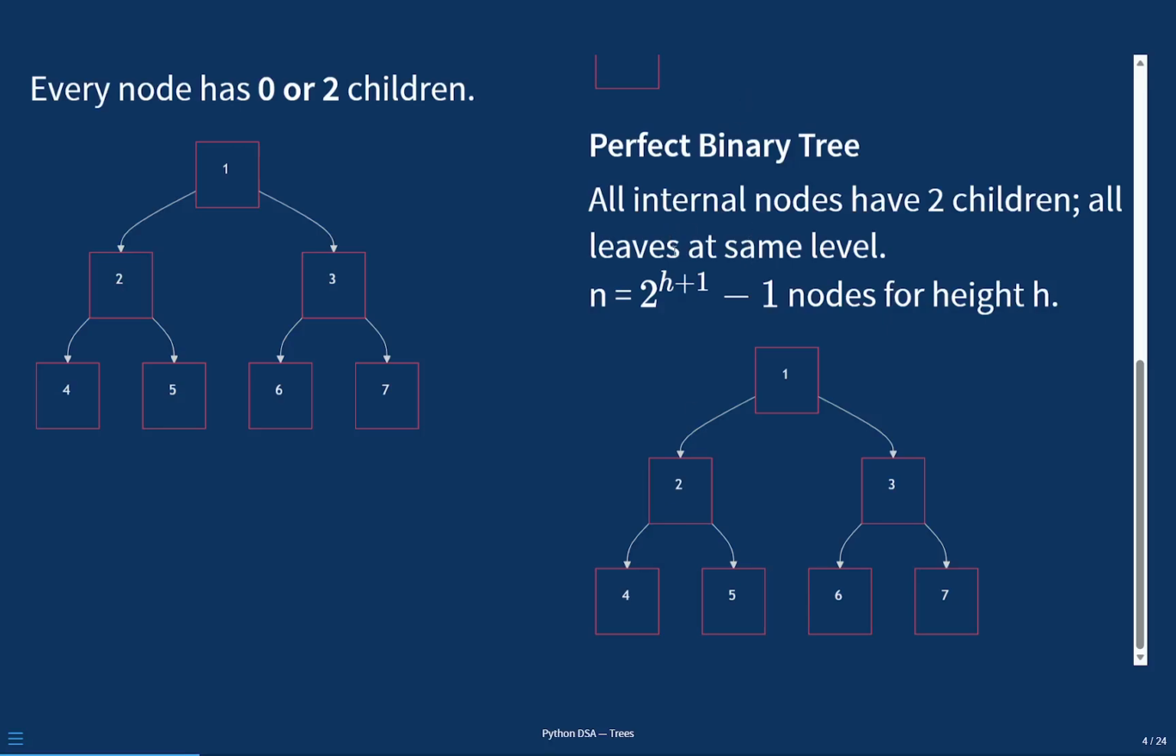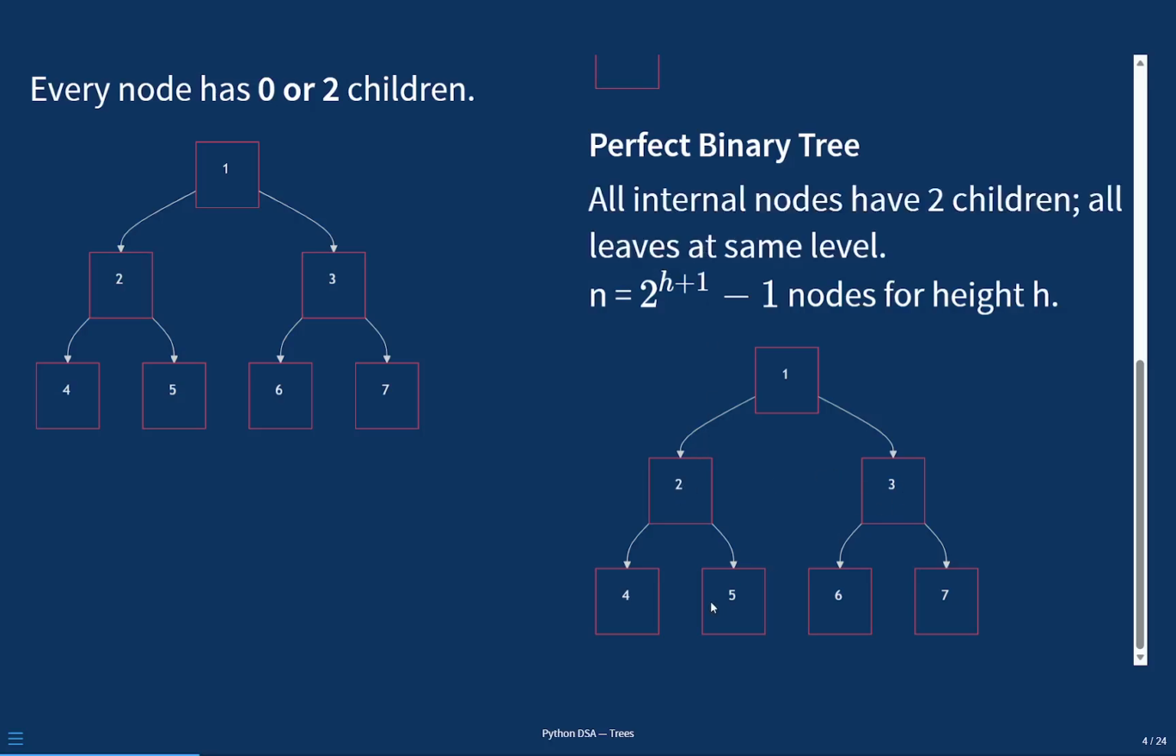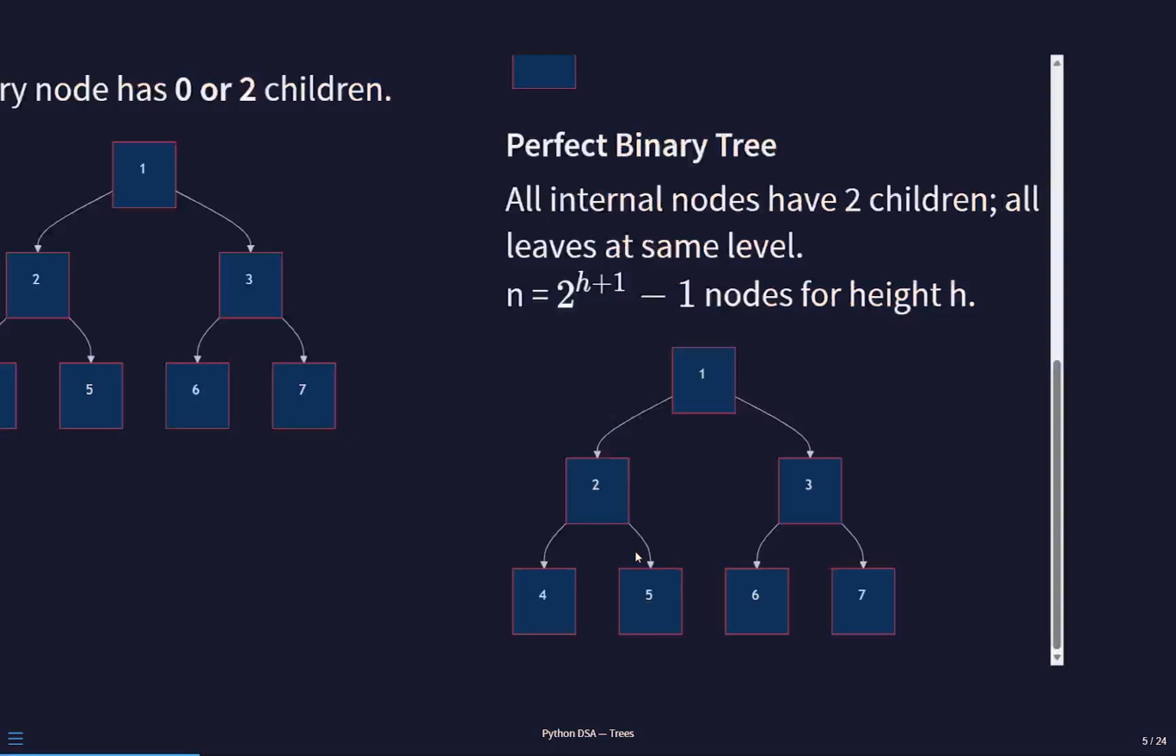Perfect binary tree. Every internal node has exactly 2 children, and all leaves are at the same level. It's the most ideal shape. The formula is precise. A perfect binary tree of height h contains exactly 2^(h+1) - 1 nodes. Height 2 gives 7 nodes. Height 3 gives 15. Perfect trees double in size with each new level.